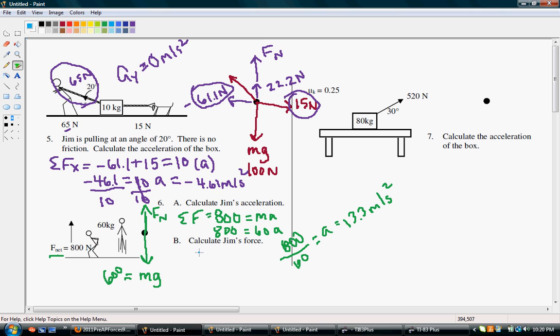Alright, and then calculate Jim's force. Alright, well, the net force is equal to 800.